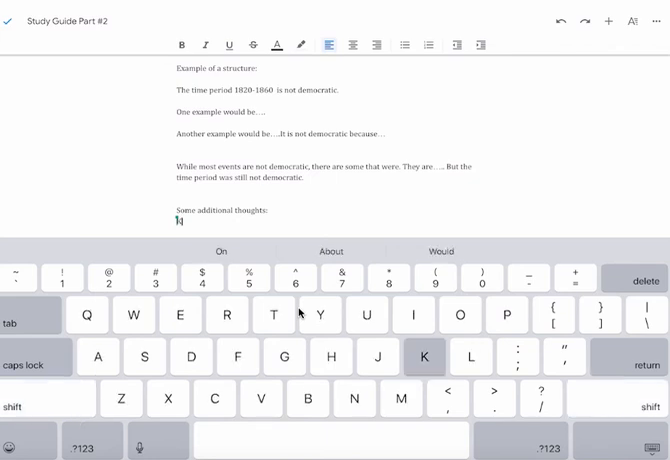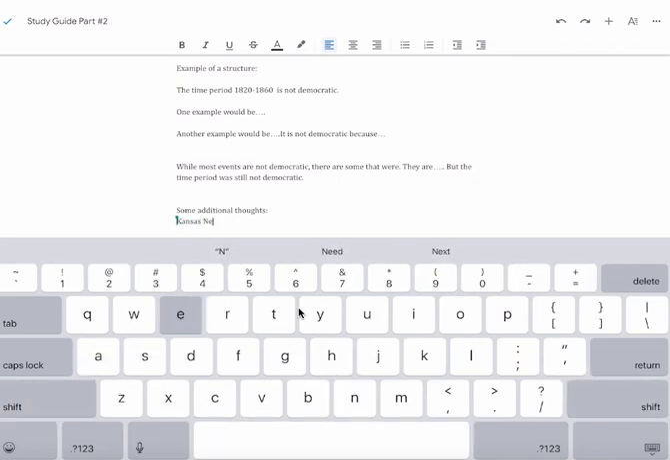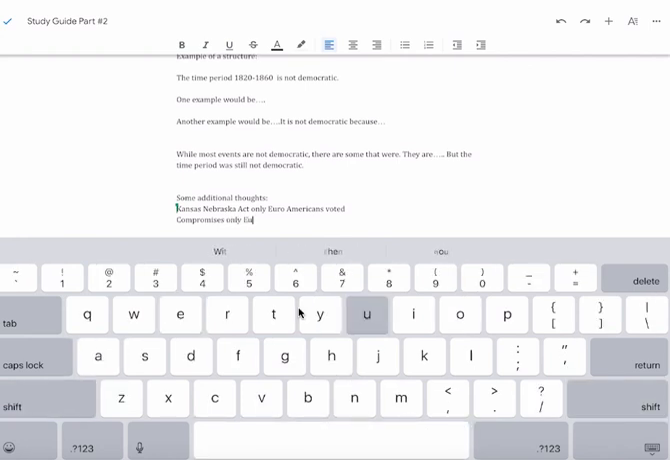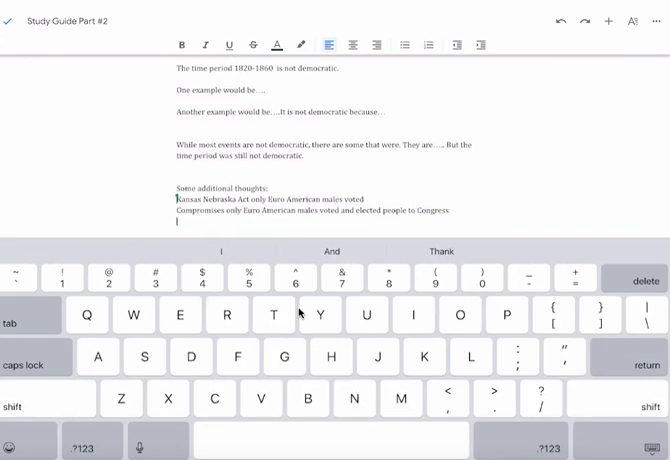Some additional things: we said the Kansas-Nebraska Act, only Euro-Americans voted. The compromises, all the compromises, only Euro-American males, and this one too, males voted and elected people to our big important branch, Congress. So those are some pieces of evidence that you might want to include. So hopefully overall this will give you some things to think about and how you can really be successful.